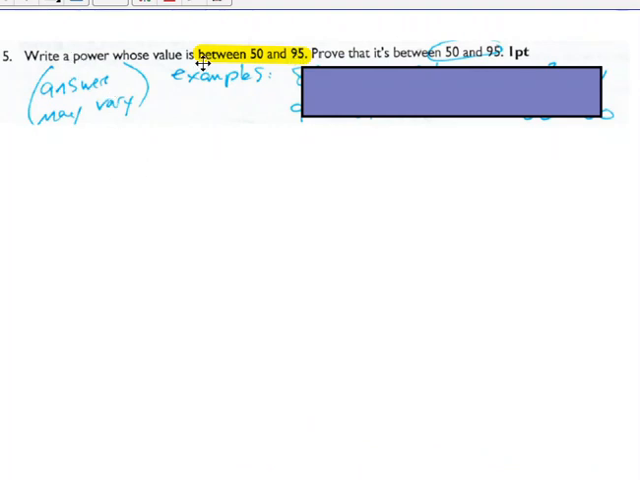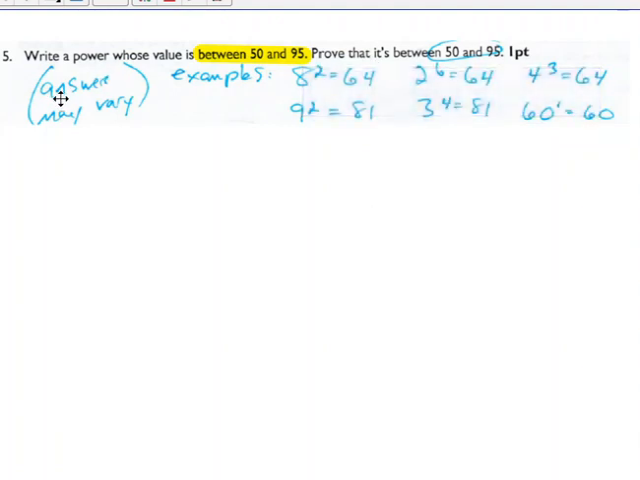In the next learning targets section, oh, it's not there yet. There was one more problem. You had to come up with a power whose value was between 50 and 95. And then you had to prove that it was between 50 and 95. There are a few options here. I said answers may vary. All of these equal something that's between 50 and 95. 8 squared, 9 squared, 2 to the 6th power, 3 to the 4th power, 4 to the 3rd power. These all equal something between 50 and 95. So you had to write a power that worked.